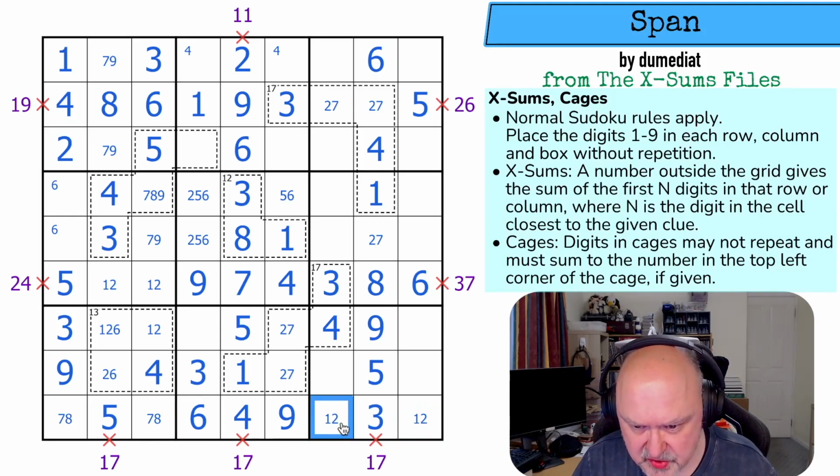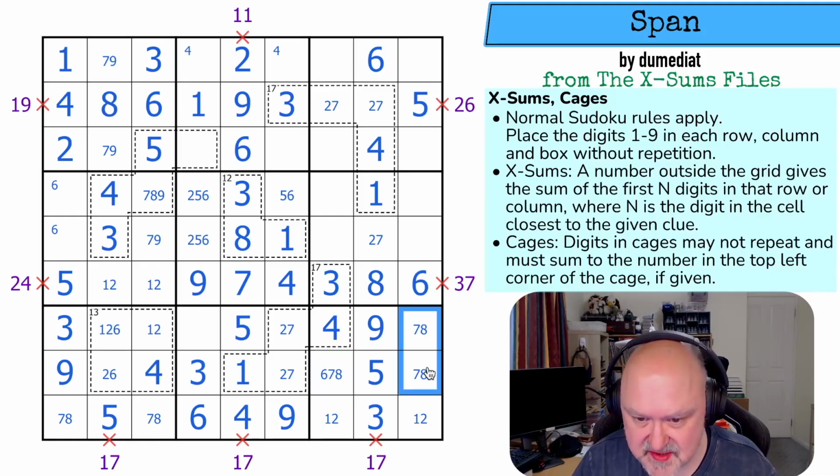So if these are 1 and 2, 1, 2, 3, 4, these are 6, 7, and 8. And there's no 6 in those. This is a 6. This is a 7, 8 pair.